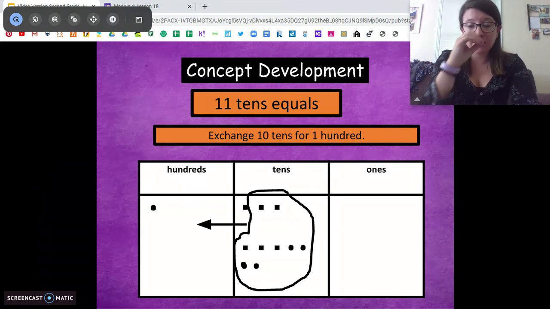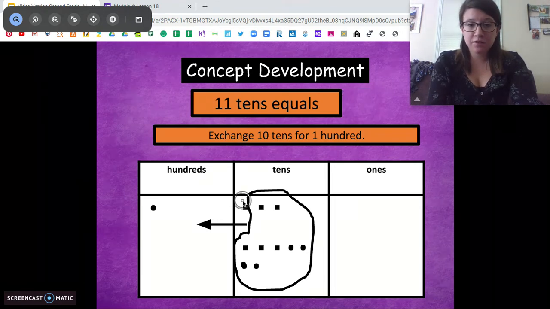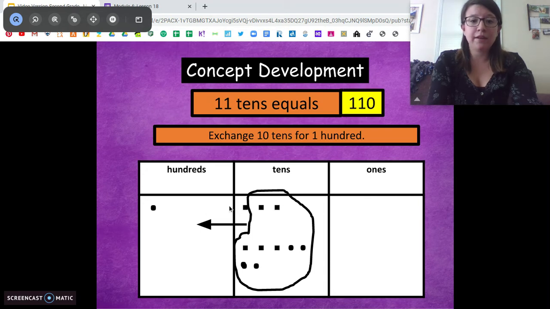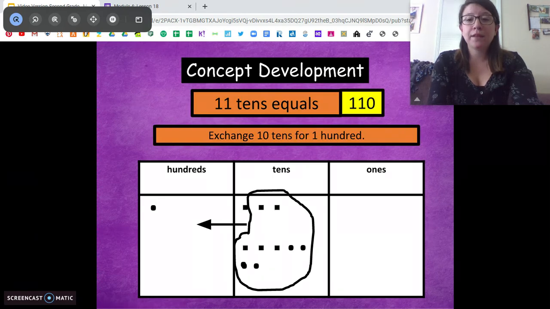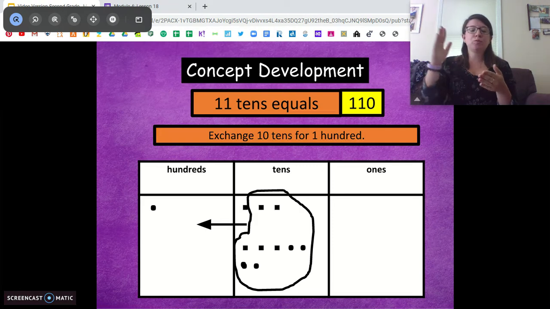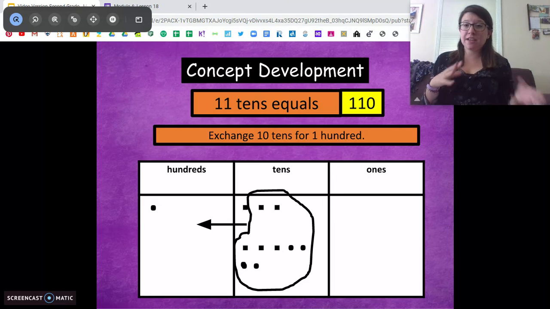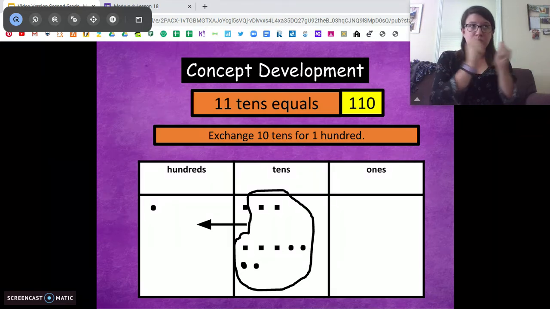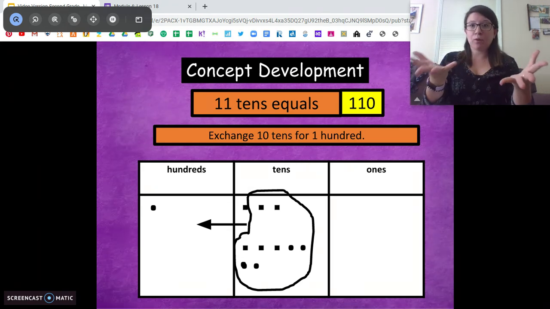Okay, so go ahead, pause, and make your place value chart look like mine. Good. How many tens do we have left? Just one, right? So we have 110. So 40 plus 70 equals 110. See how that works? Same thing as when we're switching over our 1 for 10. You can do the same thing with the hundreds. That's why we did that lesson yesterday where we talked about groups of 10 ones equaling 10, groups of 10 tens equaling 100. So we're prepared for this.